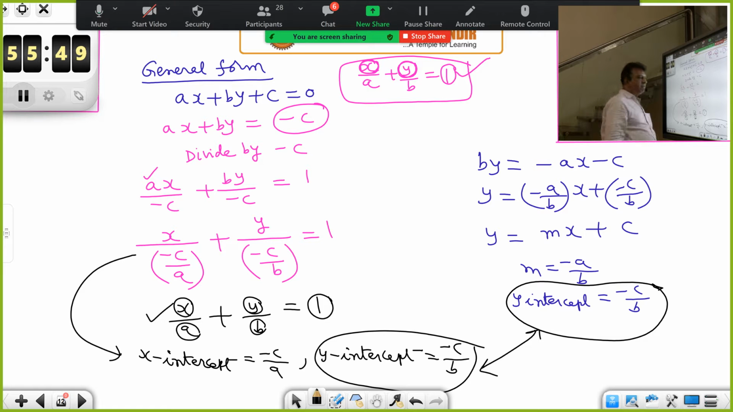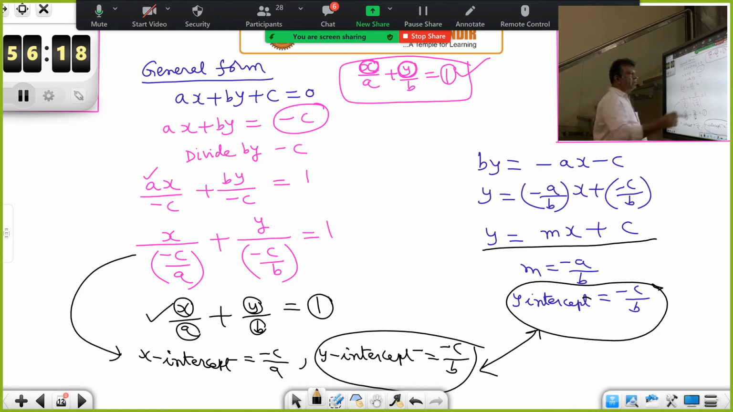Because we have taken the same line only, ax plus by plus c is equal to 0 line only. We have put here in the slope intercept form. Here we have put in the intercept form. But anyway, whatever is the form, y-intercept must be same for the same line, is it not? So y-intercept is minus c by b. So like this we can put the general form into various different forms. Right.